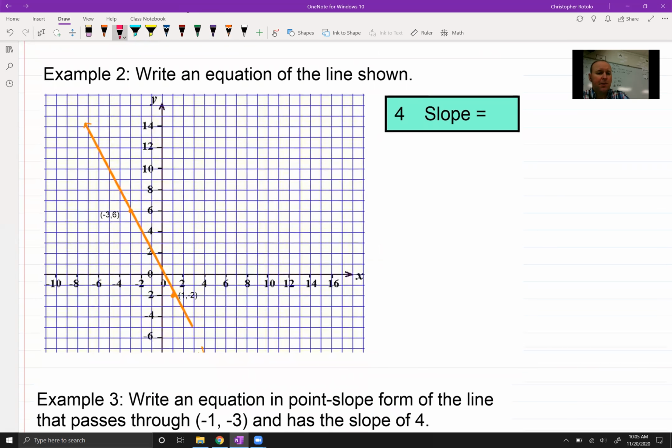All right, next one, we're going to find a slope here. So first I'm going to draw myself a right triangle. That way I can count these relatively easily.